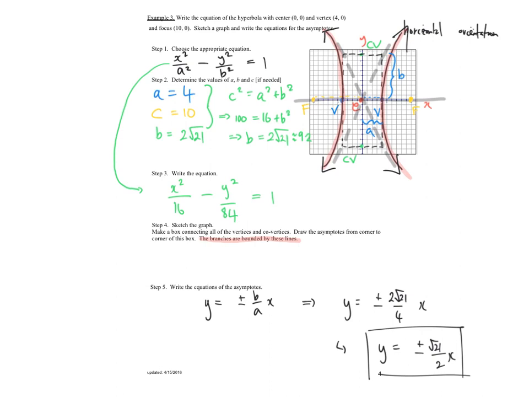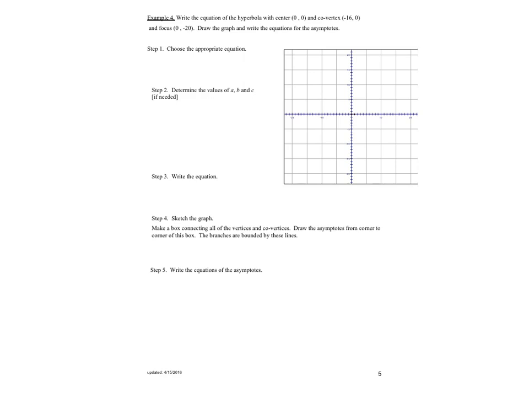Let's run through another example together of starting with some information about our hyperbola and getting a complete picture of its graph and also its equation. So again, we're told the centre, (h, k), is the origin. So let's throw that down. We're told the co-vertex is at (-16, 0), or one of them is. So that is right there. That's a co-vertex. Now by the symmetry of hyperbolas, we know there will have to be another co-vertex on the other side of the y-axis at (16, 0).